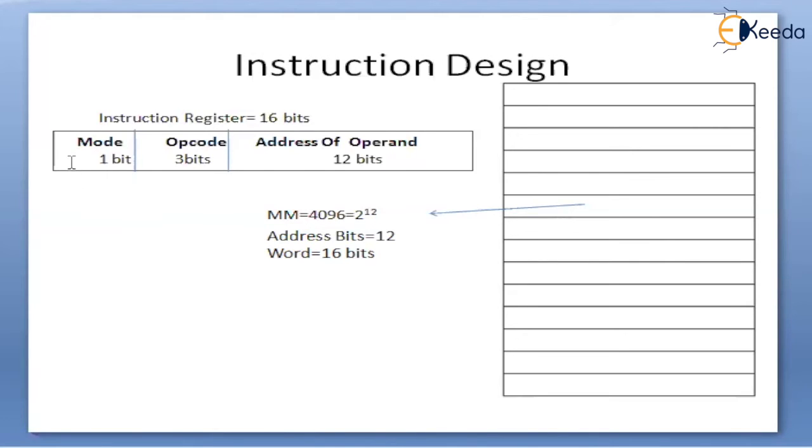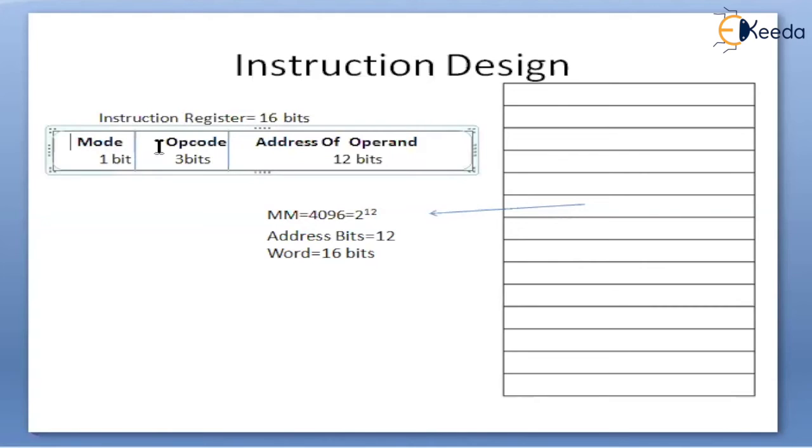In an instruction, I am going to have three different fields. The first is the mode field, which we will discuss later. The second is the opcode field. The third is the address of the operand field. We will discuss the mode later.